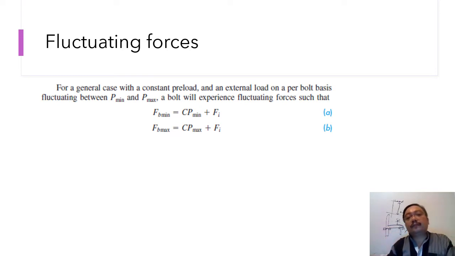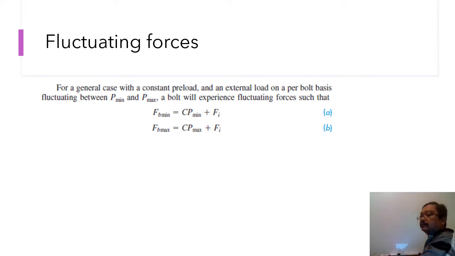Okay, so what is a fluctuating force actually? What is a fluctuating force? So the meaning, if I translate into a graph, fluctuate means that it goes up and down, up and down, up and down. Okay, this is the maximum, this is the minimum. This is if I translate it into a graph.